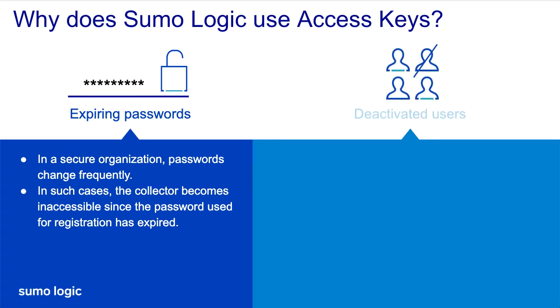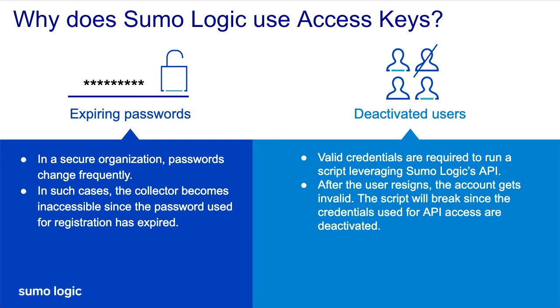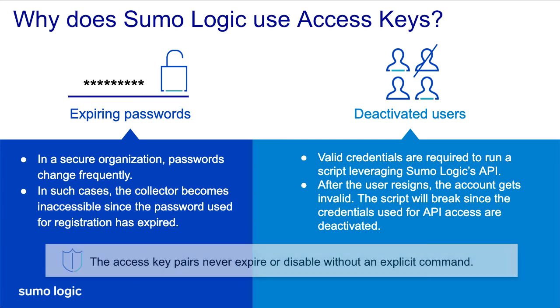Secondly, if a user uses their own set of credentials to run a script leveraging Sumo Logic's API, what if they decide to leave the organization? The script will break when the user credentials are deactivated. The access key pairs never expire or disable without an explicit command. Therefore, Sumo Logic uses access keys to register the collectors.